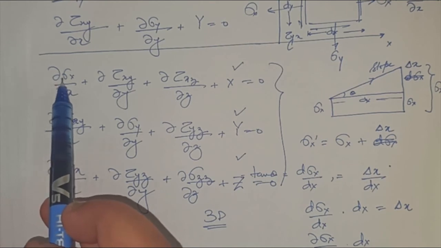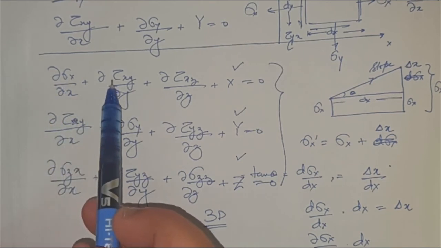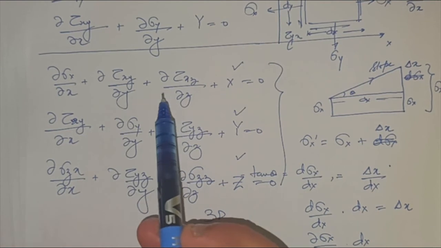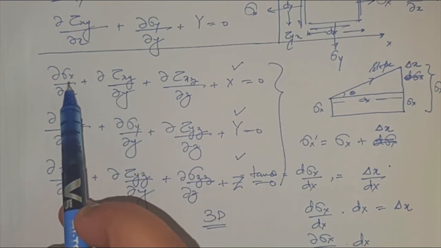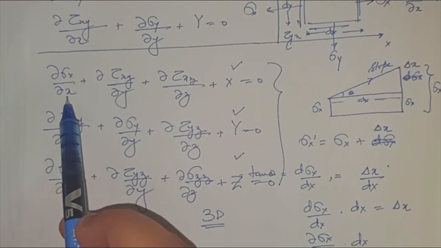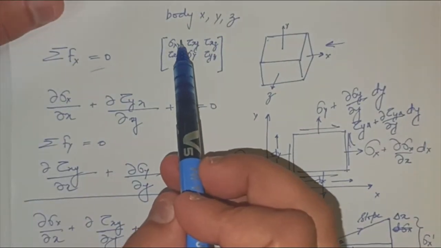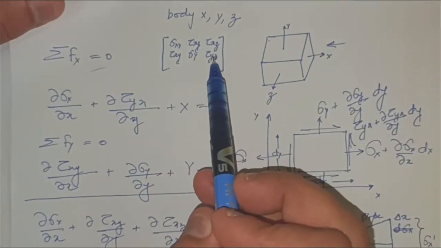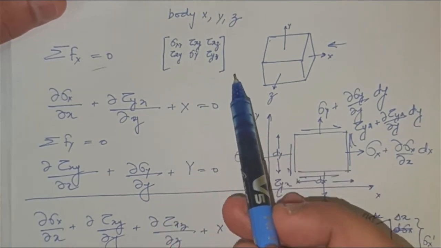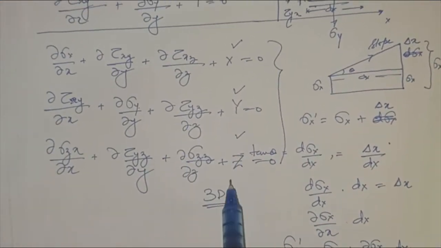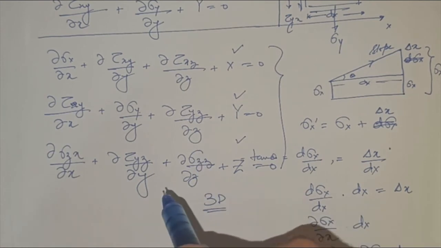That means del sigma x by del x, del tau xy by del y. Just make the derivatives with respect to x, y, z. The components of the derivative with respect to x, y, z, x, y, z, x, y, z. Just add the body forces. These will be your equilibrium equations. So they are very easy to learn.